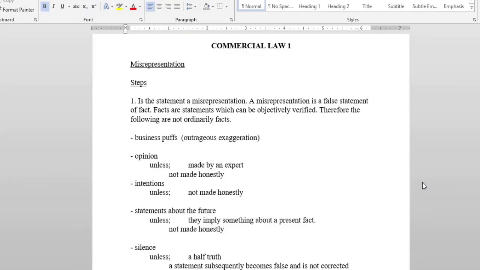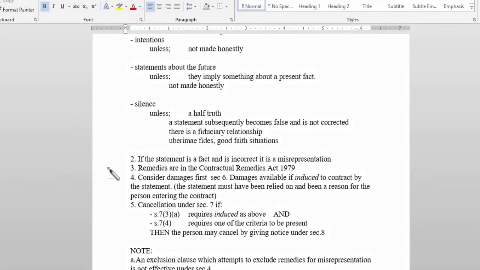Okay, so before we start, let's just summarize the law of misrepresentation overall, then focus in on what's required simply for the assignment. So we need a false statement of fact. That's step one. And a misrepresentation is a fact which is incorrect. It doesn't matter if it's an honest mistake or not. We simply say, has the person made a statement of fact? If it's wrong, then it's a misrepresentation. And we can go through to the next stage, which is to talk about remedies under the Contractual Remedies Act.